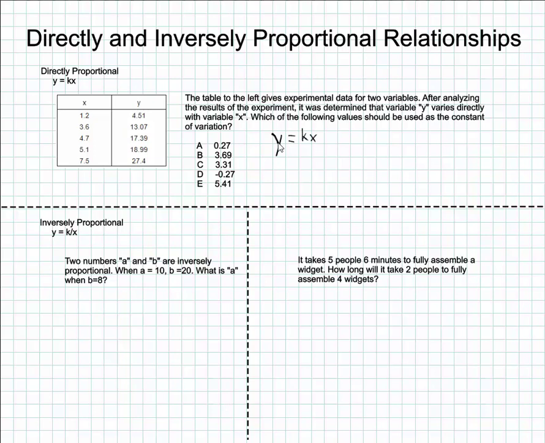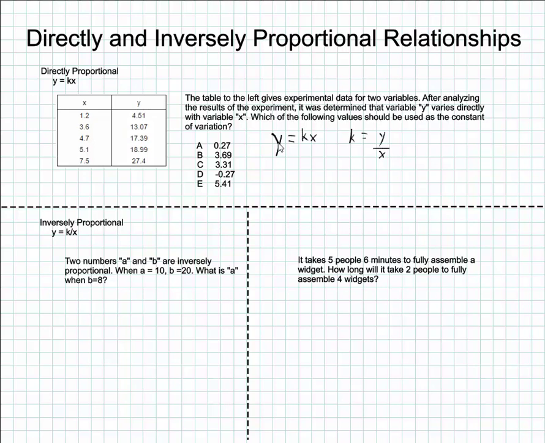So we're going to solve for k by dividing both sides by x. And we'll get k is equal to y over x. We can use that to figure out what the constant of variation should be by testing a couple of data points. What we want to be sure of is that we test several data points because we're given experimental data, and experimental data is never perfect.